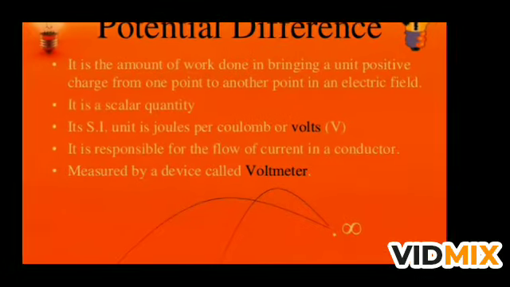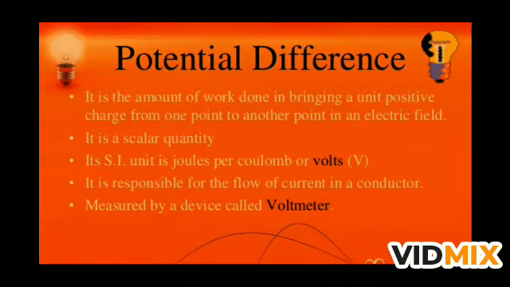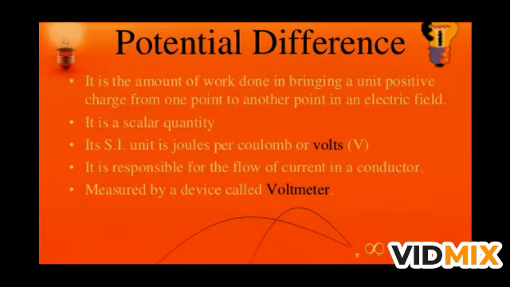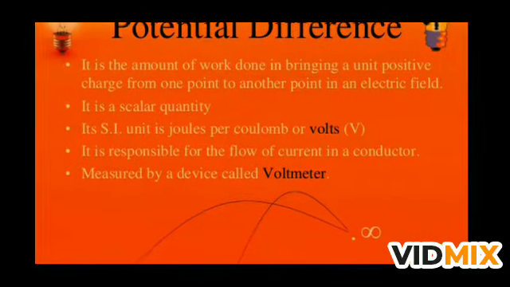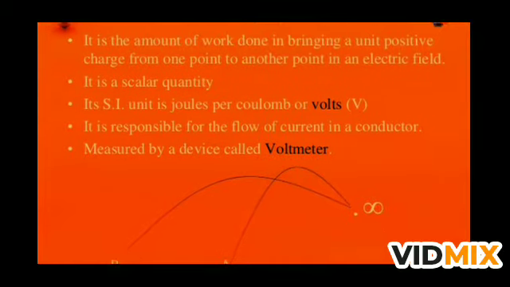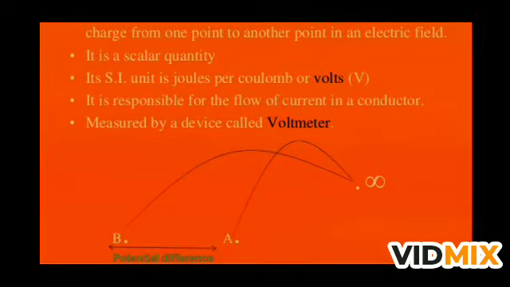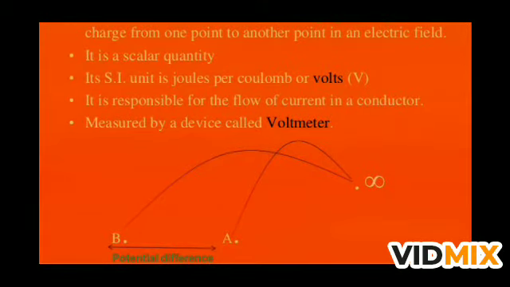Now what is the potential difference? It is the amount of work done in bringing a unit positive charge from one point to another point in an electric field. It is a scalar quantity. Its SI unit is joule per coulomb, or simply volt, and the symbol is capital V. It is responsible for the flow of current in a conductor, and it is measured by a device called a voltmeter. If you see there are 2 points A and B, the work done in bringing the charge from one point to the other is known as potential difference.